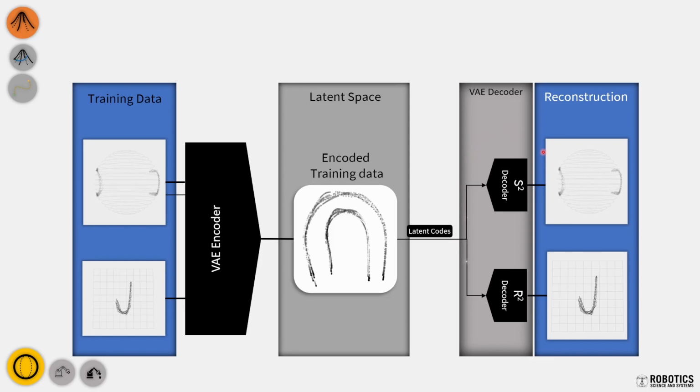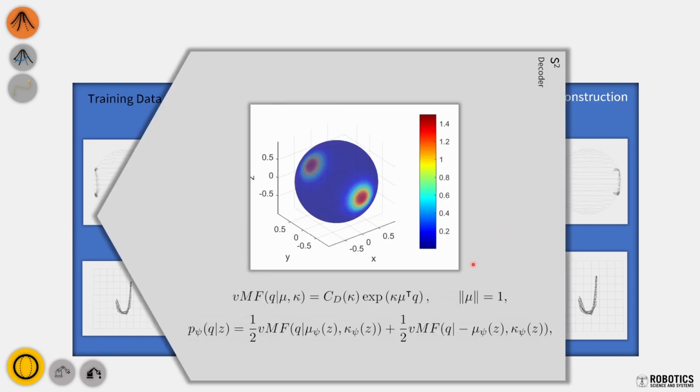In this case, the decoder has two parts, one for R2 and the other one for S2. The R2 decoder is pretty straightforward and looks like a traditional decoder, but for S2 the decoder has to respect the unit vector size and antipodality of the data. To do so, we force the decoder output to be a von Mises-Fisher (VMF) distribution instead of a Gaussian. By nature, the unit vector size is respected, and to consider the antipodality, we use a mixture of VMF distributions, in which one of the mean vectors points at the opposite side of the sphere.